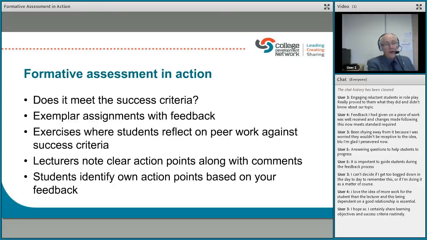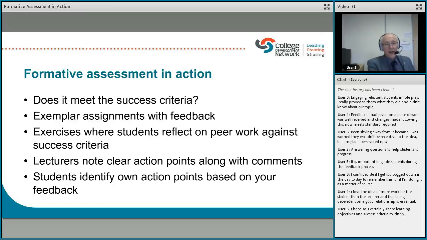You will all do the next one. I just put that in because it's something we do intuitively: exemplar assignments with feedback. Next one, exercises where students reflect on peer work against success criteria. So they swap the work. They have the success criteria. Does it match the success criteria? That's really interesting because the students are probably harder on the work that's been put forward for success criteria matching than possibly myself. It gets really interesting discussion and debate going.